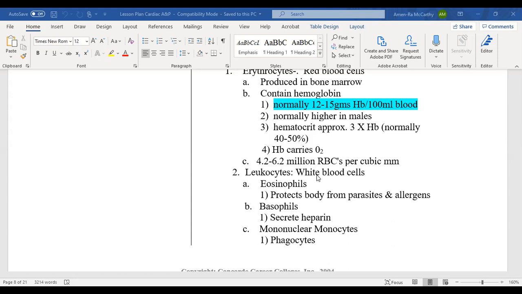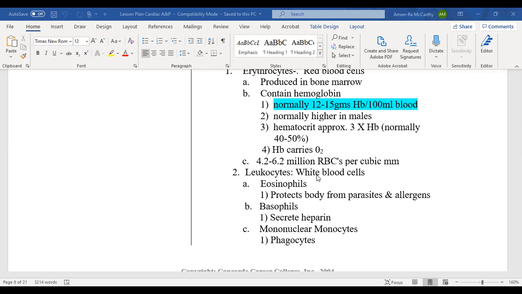Then you have the basophils. Think of it like this: the leukocytes are the military. In our military, we have Navy, Marines, Air Force, Army. Well, the white blood cells are the military of the blood. You have eosinophils that specialize in killing allergens and parasites. You have basophils that secrete heparin.